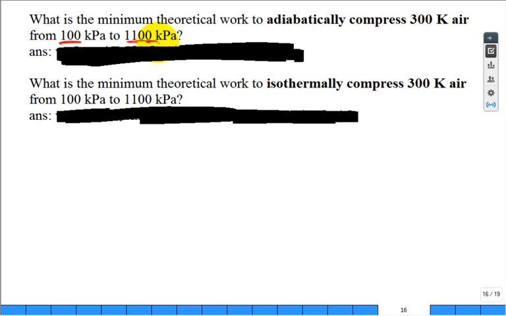Let's focus on 1 kilogram of air and start it at 300 Kelvin. What is that minimum work to adiabatically compress the air? Is s equal to constant? Sure is. Then the next part, harder even: what is that minimum theoretical work when you isothermally compress? Now T is equal to a constant. Two questions, they're really hard, but you have all the tools to answer these two questions.